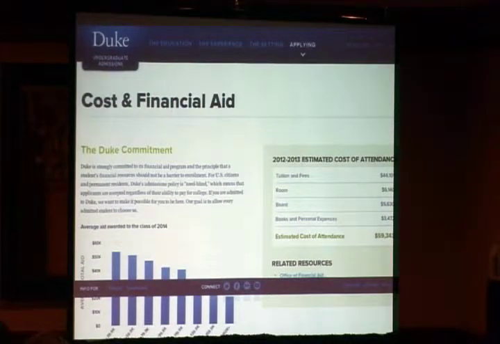The estimated cost of attendance, hey, you got 59 grand, you can probably go to Duke. They just break it down. Okay, everybody's like, oh, I don't want to. I didn't say you have to. Okay.